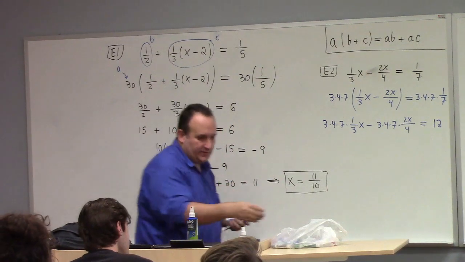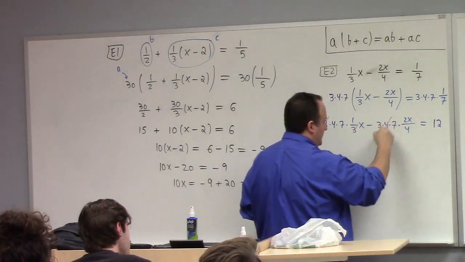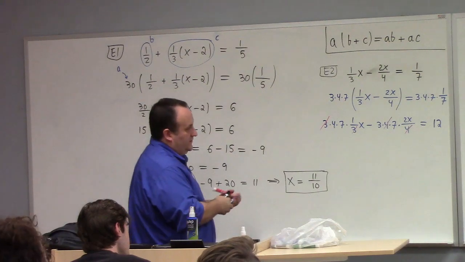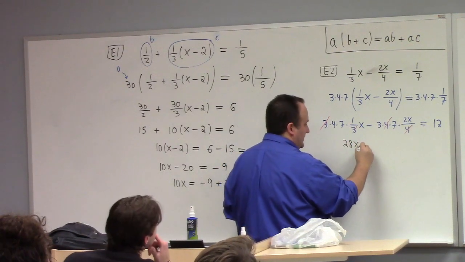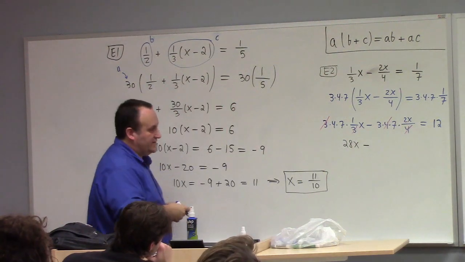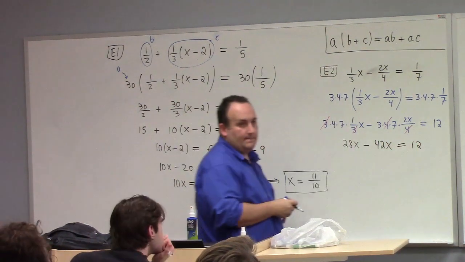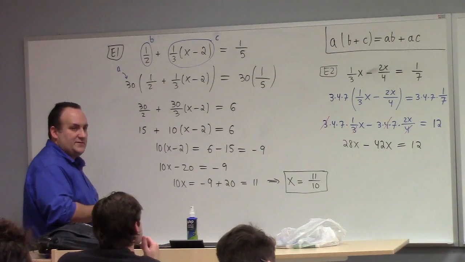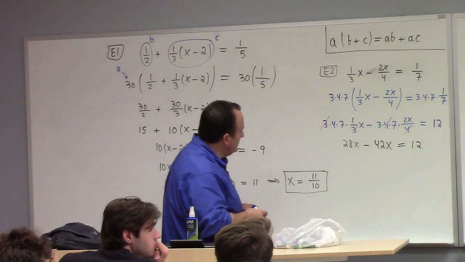And what else? We have another reduction, right? The 3's cancel over here, and the 4 cancels there. So what do you got? You've got 28x minus 3 times 7 times 2, which is 42x, equals 12. And then just combine. What's 28 minus 42? Negative 14, x.